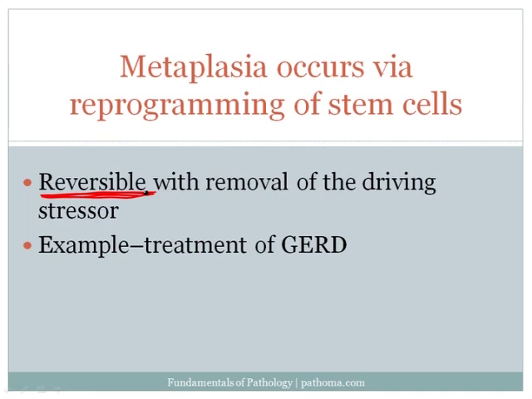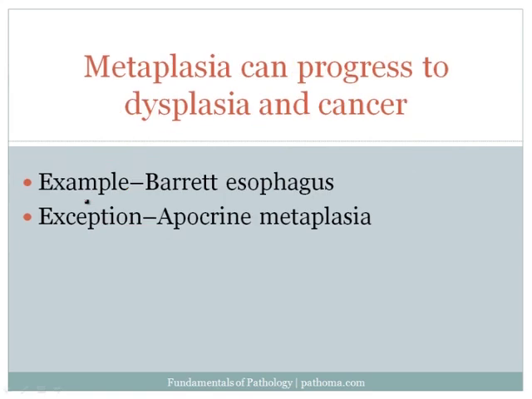Let's just take a very simple example. If we've got gastroesophageal reflux disease and we've got acid shooting up into the lower 1/3 of the esophagus, that's going to result in a columnar, non-ciliated, mucinous metaplasia. If the acid reflux is ceased, for example, via some sort of therapeutics, then decrease in acid will result in reprogramming of the stem cells back to their original squamous type, and the metaplasia will then reverse. So the key take-home point from this slide is that metaplasia is reversible.